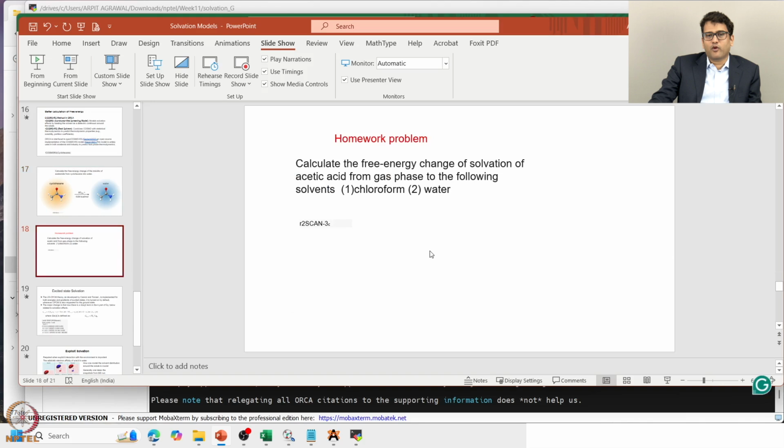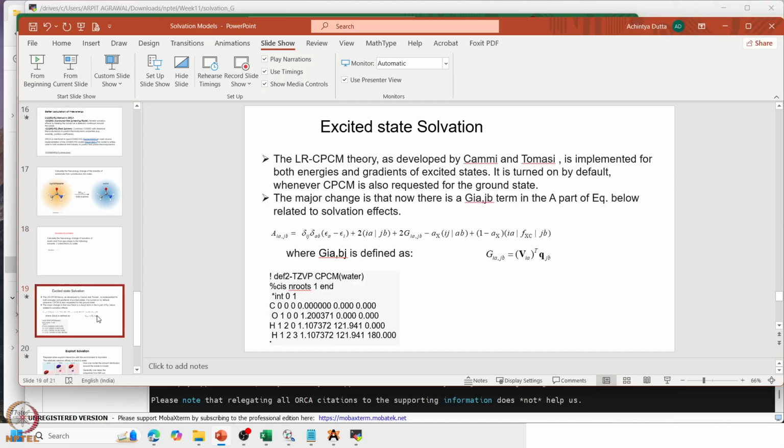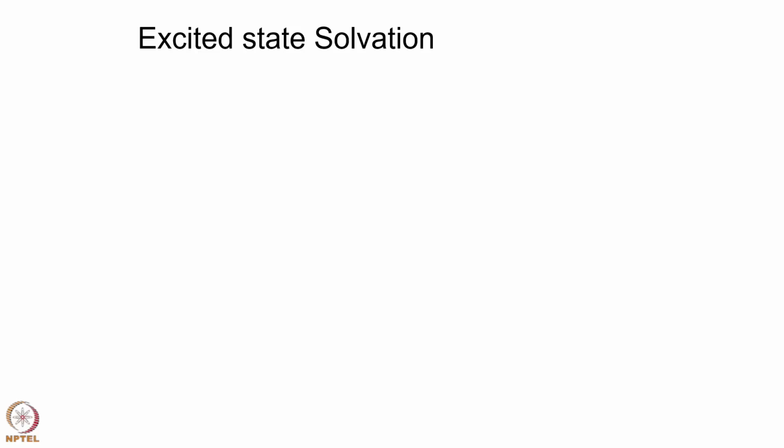Now, your homework problem will be calculation of the free energy of acetic acid, going from chloroform to water using the Cosmo RS module. So, up to now we have talked about the solvation correction to the ground state. In week 10 we have described excited state calculation in the gas phase. Now, let us see how the excited state calculations are actually influenced by solvation.